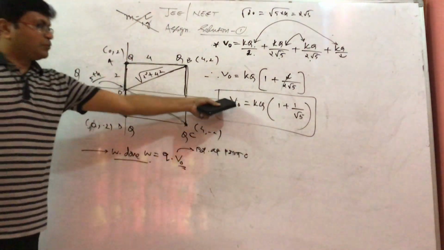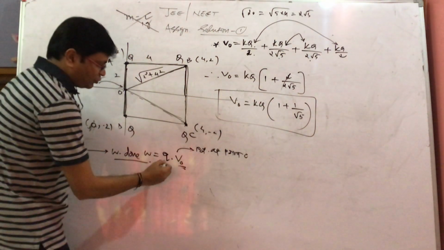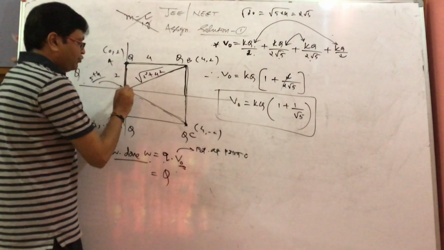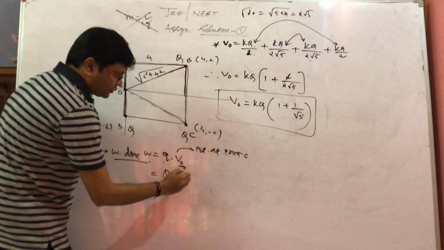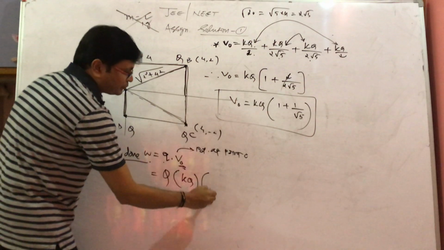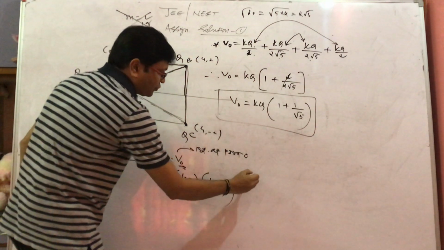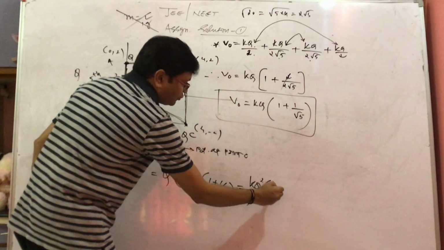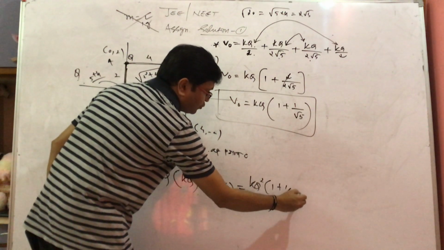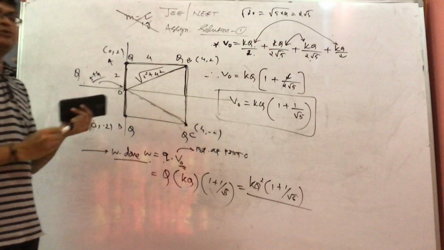Now we have already obtained the potential. Set up the values here. Q is capital Q, and V naught we have already found: it is K capital Q times 1 plus 1 by root 5. So the final answer is kq square into 1 plus 1 by root 5. This is your answer.